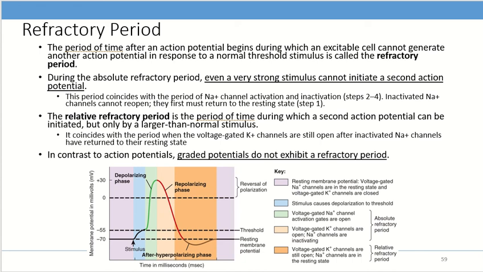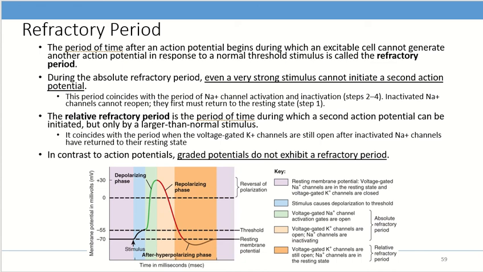This period of absolute refractory is going to coincide with the time during which sodium ion channel activation and inactivation is occurring, and the inactivated sodium ion channels are not going to be able to reopen. They must first return to that resting state before they can reopen and you can spark up another action potential. So no matter how much stimulus you pump into that cell, there is not going to be another action potential during the absolute refractory period.